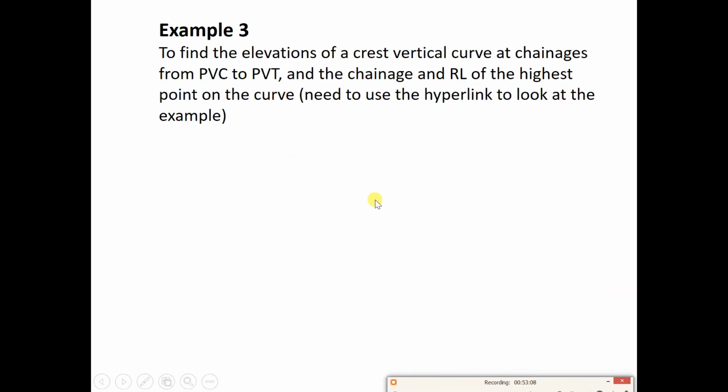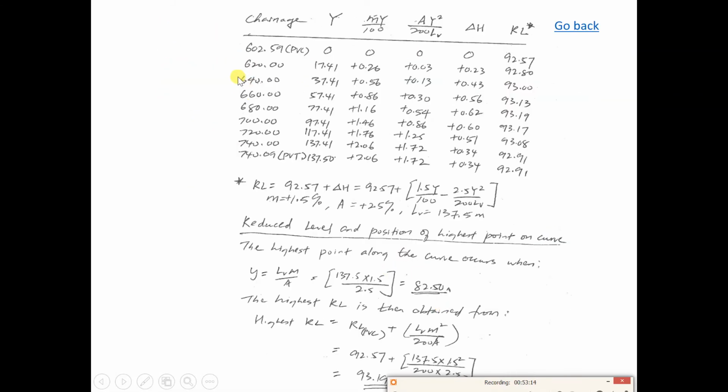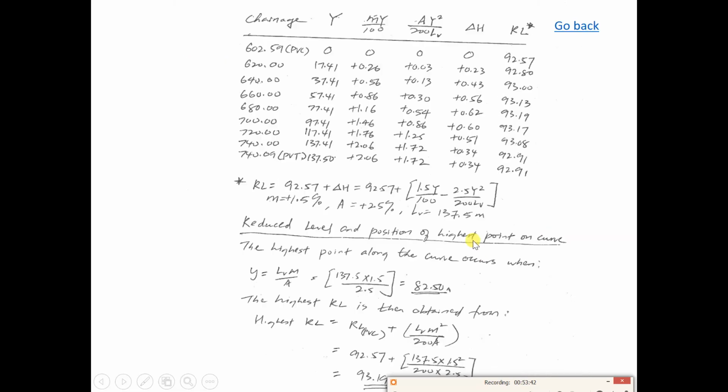Not in this example. Usually we have to write down the example. It should be a 20 meter interval. So the first one we have to keep. So the next chainage is 620, then go forward 640, 660, 680, 700, 720, 740, and then the last one is 740.09, which is here. It's just a little bit more than 740, but we have to put the final chainage.